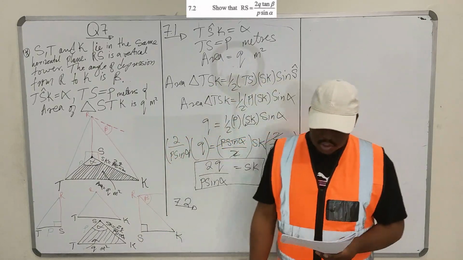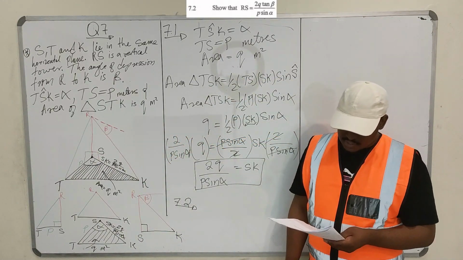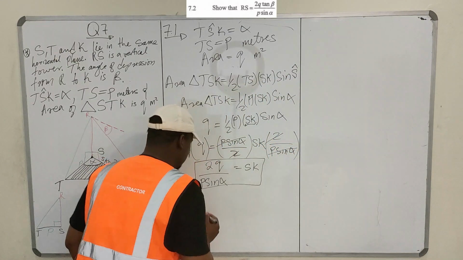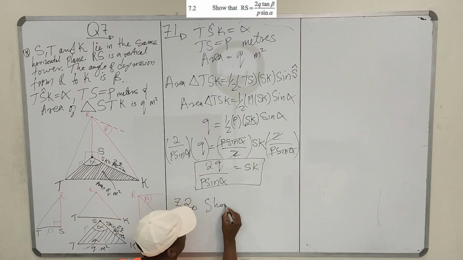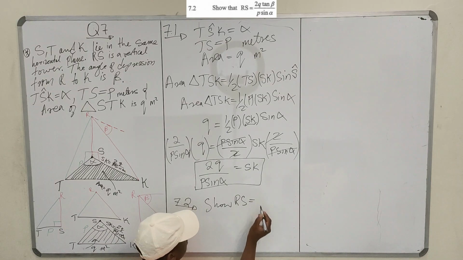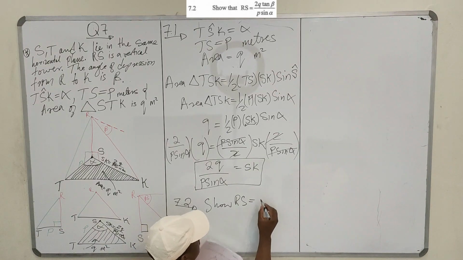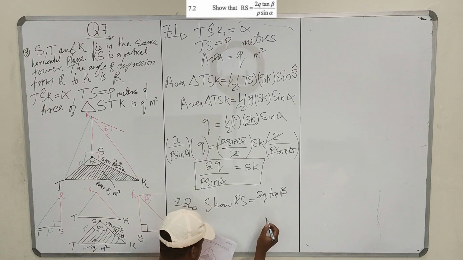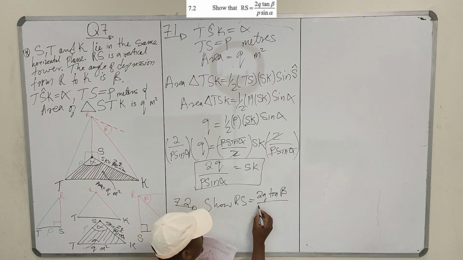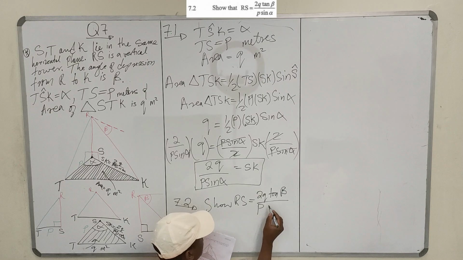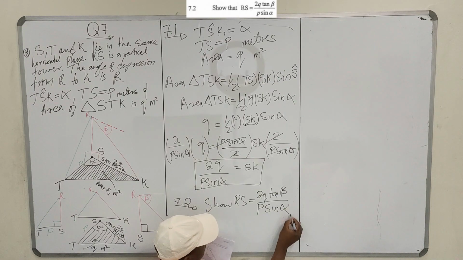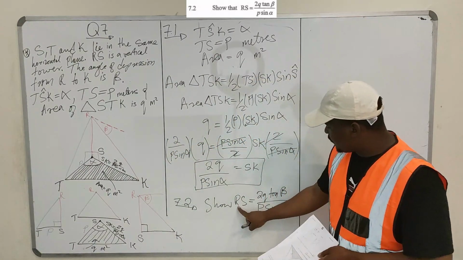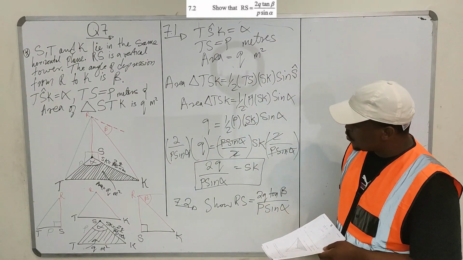They are saying now, show that RS is equal to 2Q tan beta over P sine alpha. This is what they wanted to show. They wanted to show that the length of RS is equal to this thing. Where is RS?